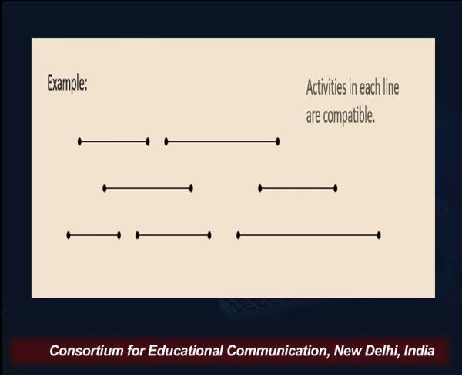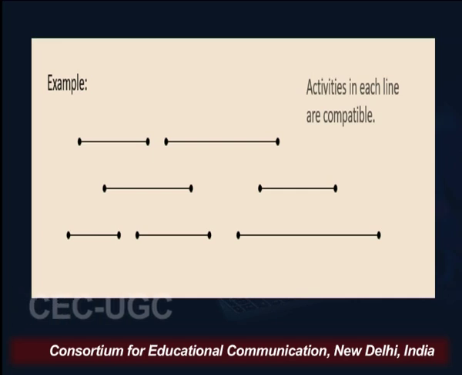So if we want to maximize the number of compatible activities, the idea is we are going to choose the last one, the third one. That is the schedule we should choose. So this is what an activity selection problem is.